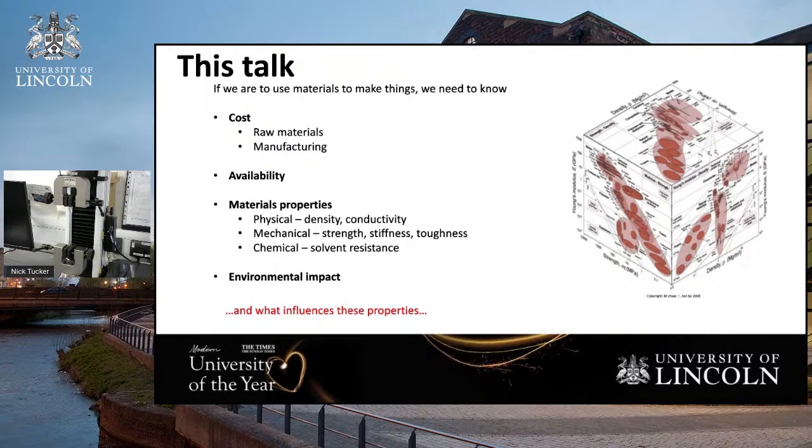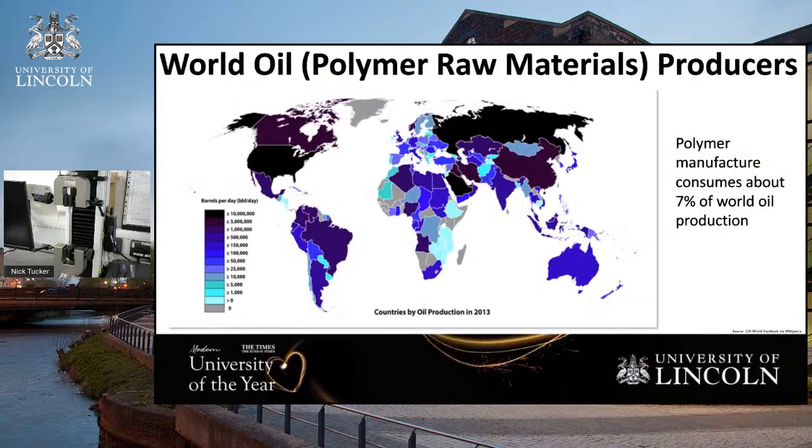The little cube on the right is a diagram by a fellow from Cambridge called Mike Ashby. You should look him up. He's very good on material science. He's very good at comparing different properties. That's what those little graphs show.